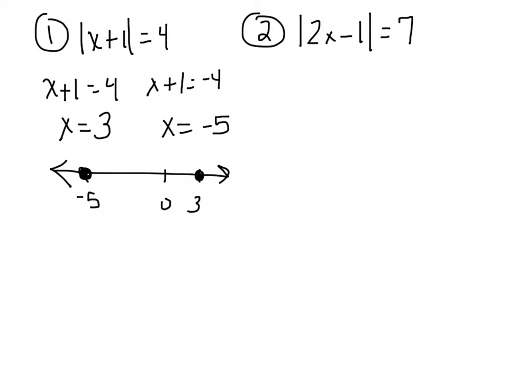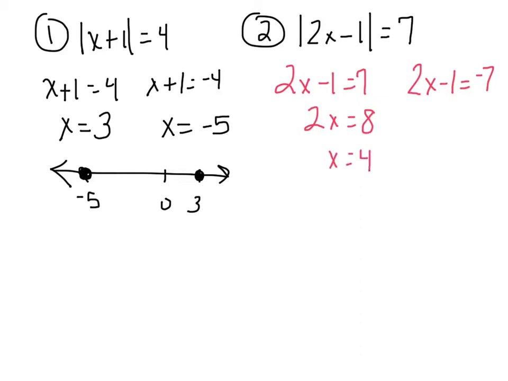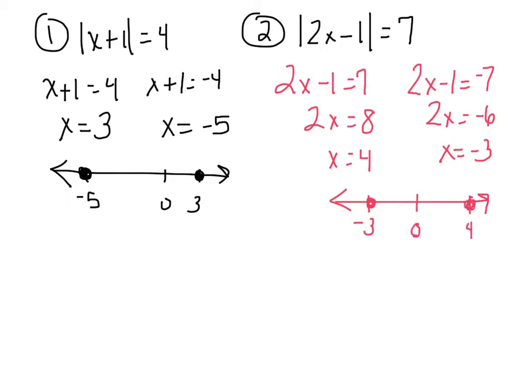Well, you would have 2x minus 1 equals positive 7, and 2x minus 1 equals negative 7. So here we're going to add 1. We're going to get 2x equals 8. Divide by 2, x equals 4. Over here we're going to add 1. 2x equals negative 6. Divide by 2, x equals negative 3. So my two solutions will be negative 3 and positive 4.